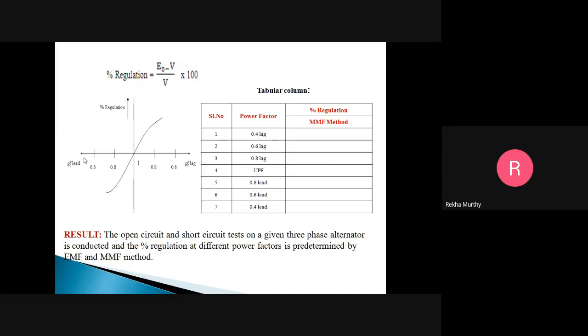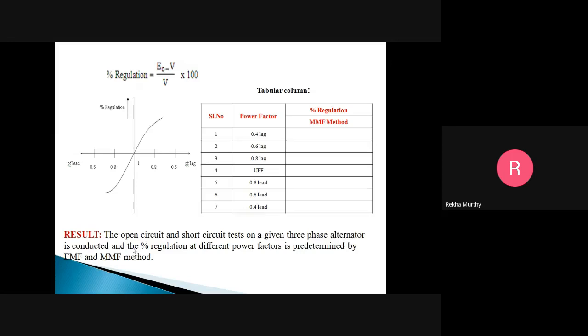Once you get the regulation for different values of the power factor, then we can plot this graph. So here, the open circuit test and short circuit test of a given three-phase alternator are conducted, and the percentage regulation at different power factors will be determined by using the EMF as well as the MMF method.